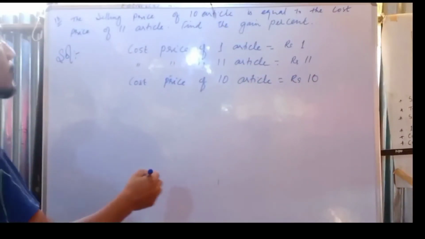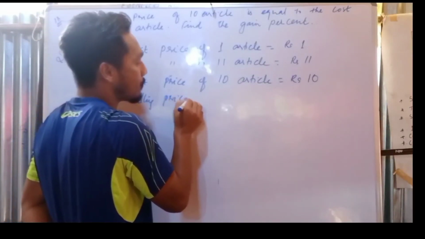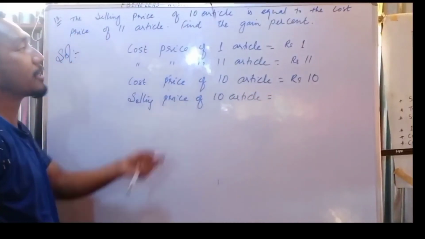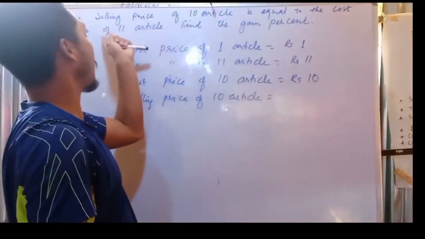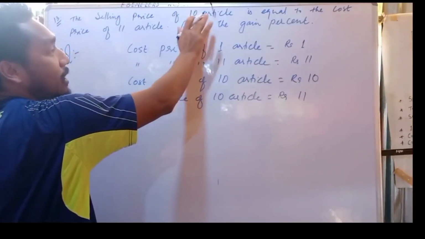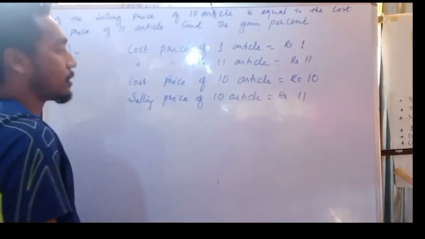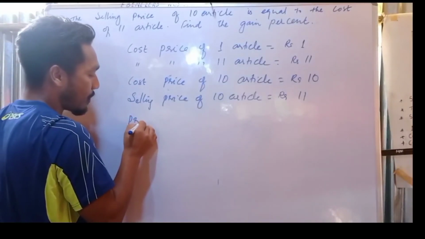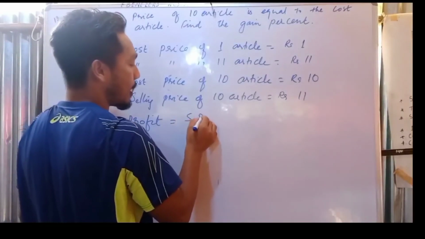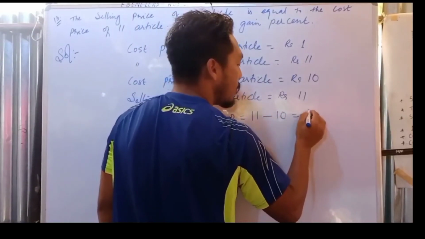Now the selling price of 10 articles is equal to the cost price of 11 articles, that is rupees 11, because they have given that the selling price of 10 articles is equal to the cost price of 11 articles. Now we'll find the profit. Profit is equal to SP minus CP. SP is 11 and CP is 10, so the profit is 1.